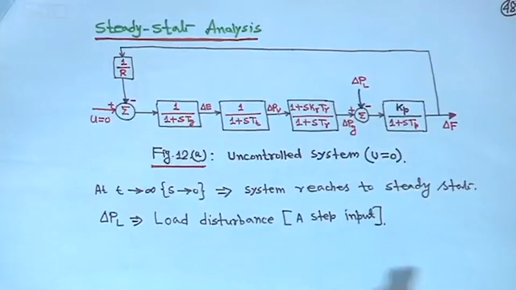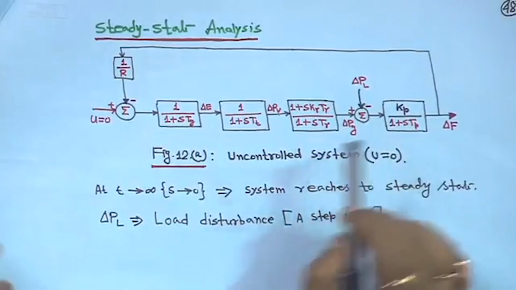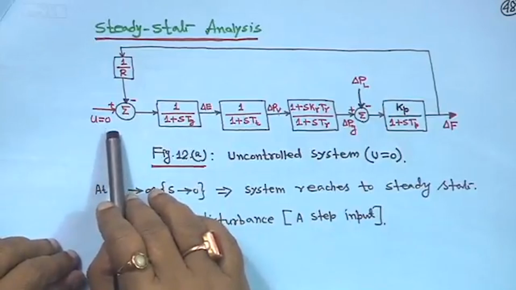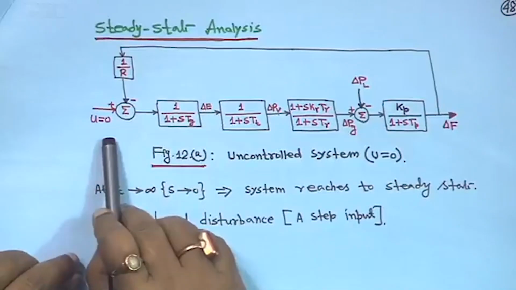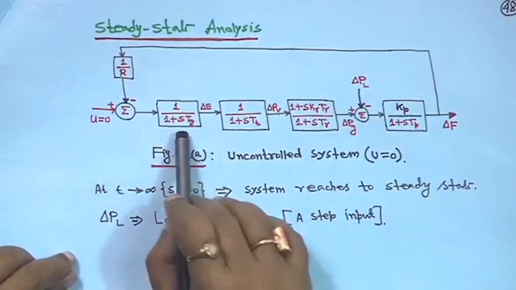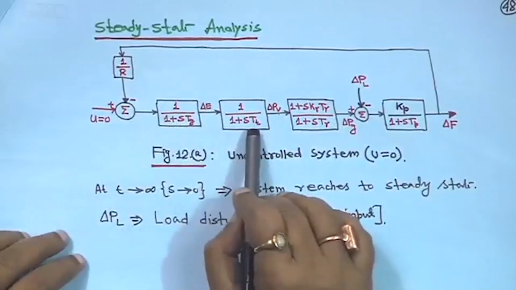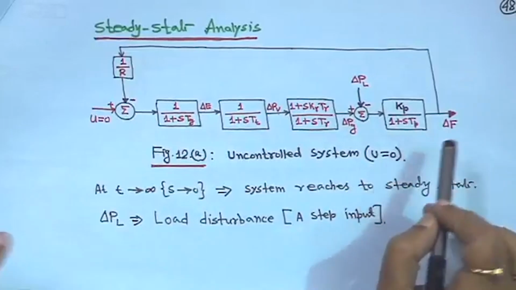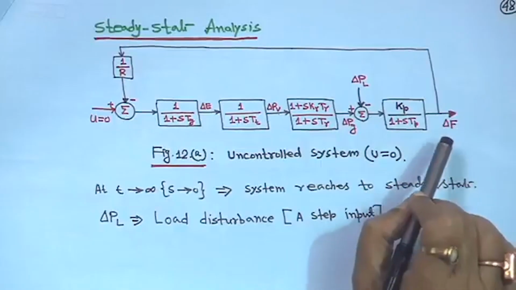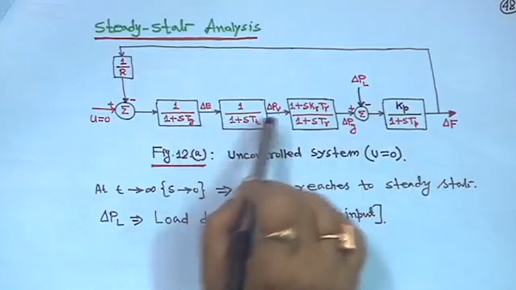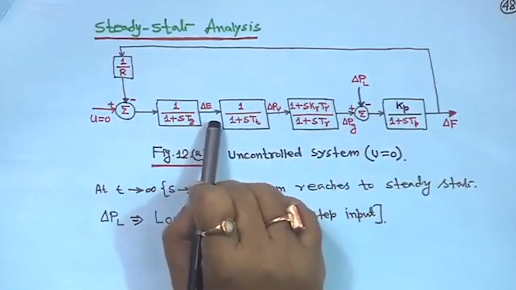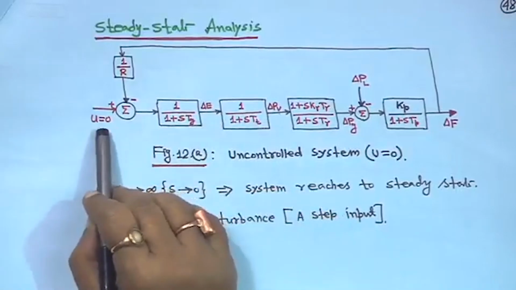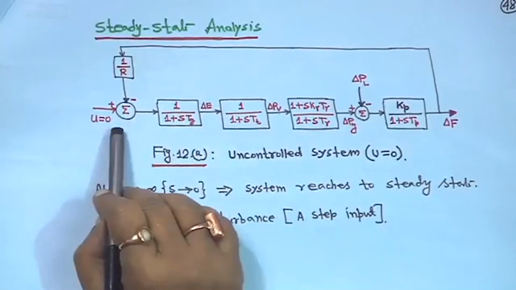First we will see the steady state analysis. Suppose this is your control signal U is 0, uncontrolled mode. When U is 0, uncontrolled mode, this part is the governor, then turbine, then generator. As usual we will see what is the steady state value of delta F, delta Pg, delta Pv. Delta E is not our interest, but we will see all these things. In uncontrolled mode, when there is no controller, U is equal to 0.